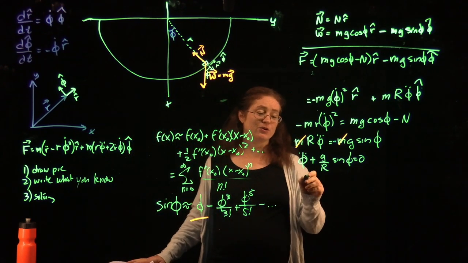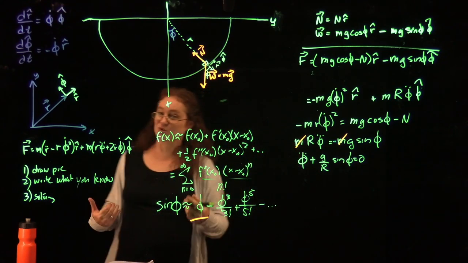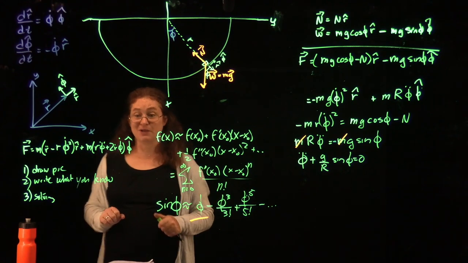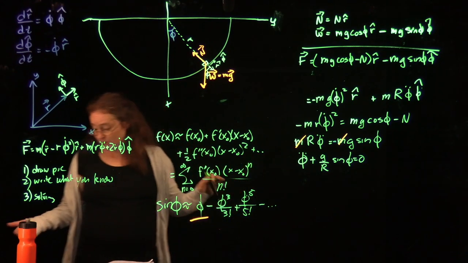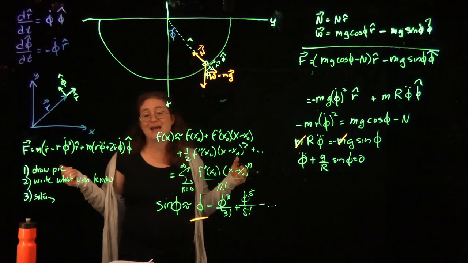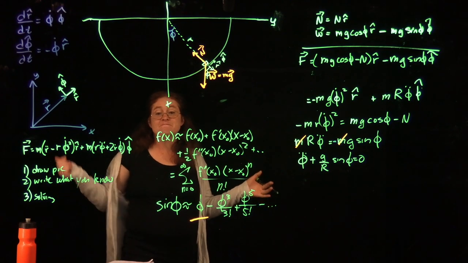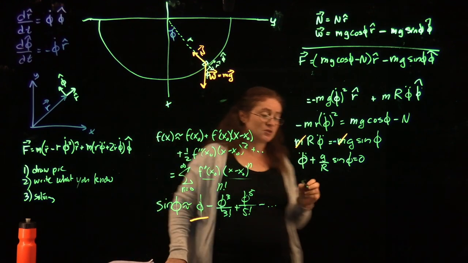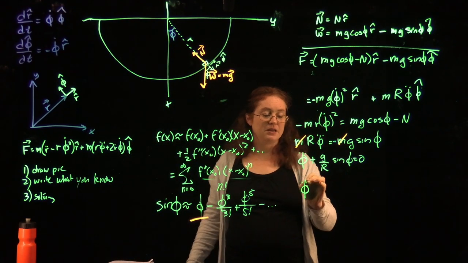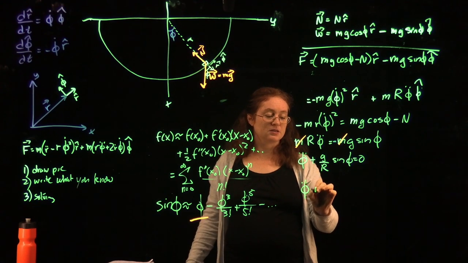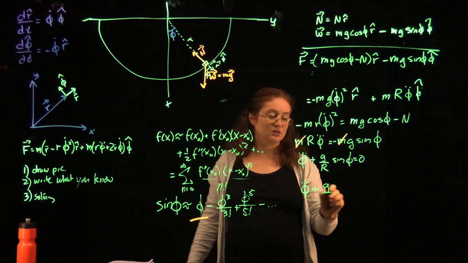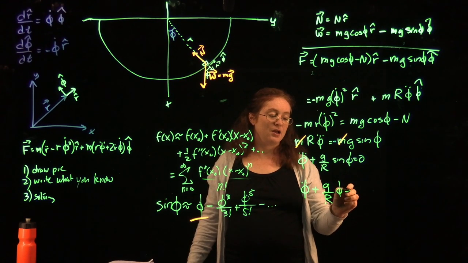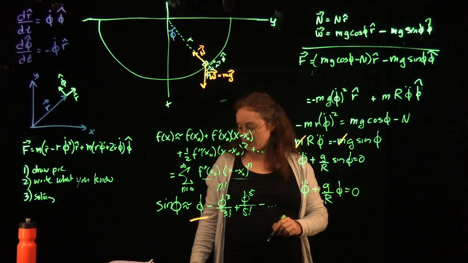All right, so we're going to replace, this is where the small angle approximation comes in, and we always say sine of phi is approximately equal to phi. When you took intro physics, that may have seemed like magic. It's coming out of nowhere. It's not nowhere. It's coming out of the Taylor series. So phi double dot is roughly equal to g over r phi for small angles.